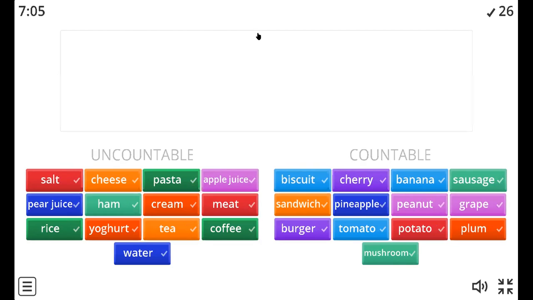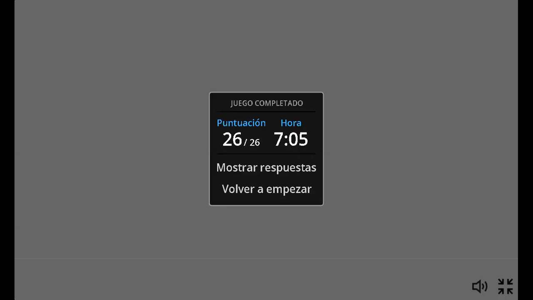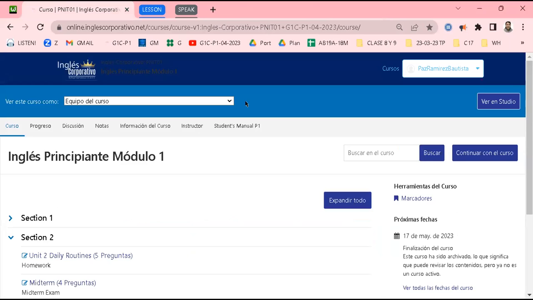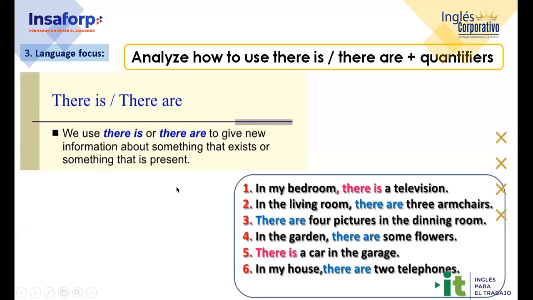Okay, perfect. Now we'll continue. I'm going to send you the screenshot so you can have these two classifications, right? The picture is in the meeting chat. We have a lot of activities, so we'll continue with our class. Previously we were talking about there is and there are, right? But before doing that, we needed to understand what a countable or uncountable noun is. So look at this: there is and there are. We're going to analyze how to use there is and there are plus quantifiers. Johnny, please help us by reading the information for there is and there are. Okay, we use there is.